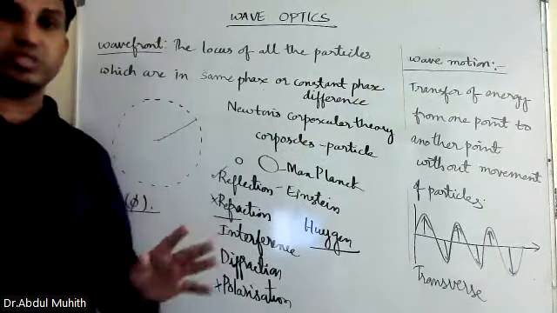After that we have Huygens principle. In Huygens principle, he says that each point on a wavefront becomes a source of secondary disturbance which spreads out in the medium. But before this, I would like to tell you about the plane wavefront and spherical wavefront.